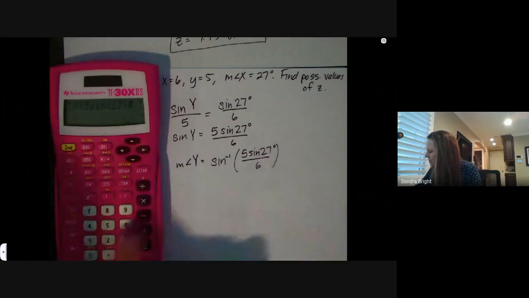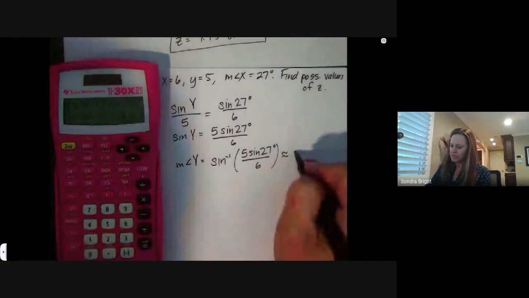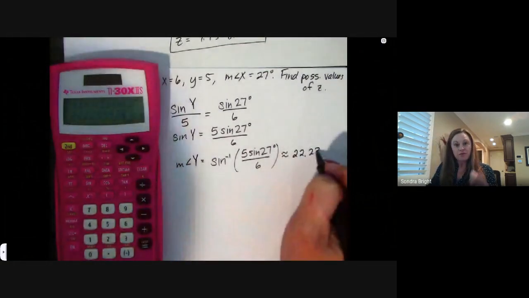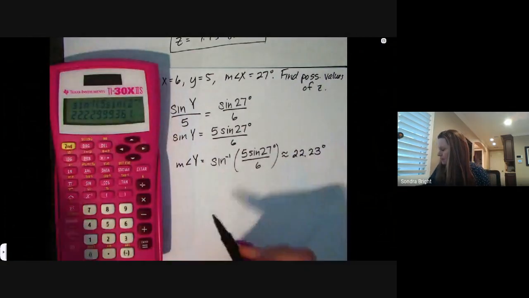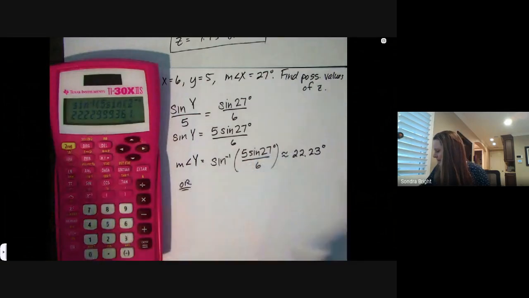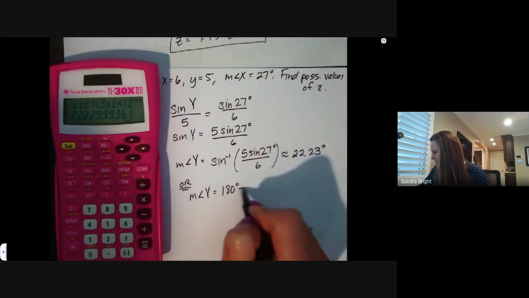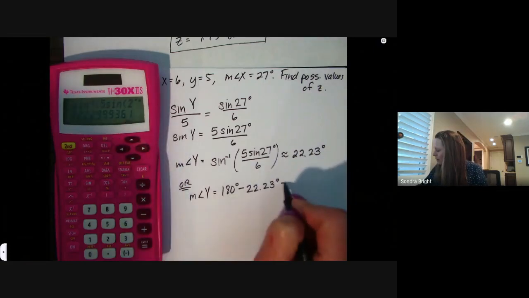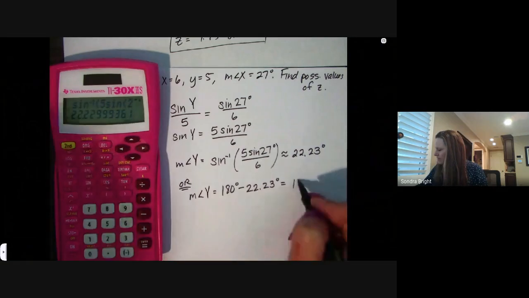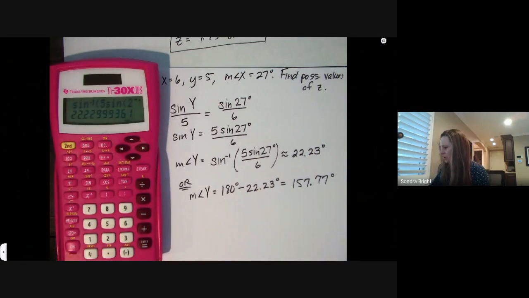And I'll get 22.23 degrees. All right, so I know I for sure have one triangle. Let's see if we have two. The measure of angle y would be 180 minus the 22.23, and that'll end up giving you 157.77 degrees. All right, so those are the two possibilities, if we've got two. Let's find out if there will be.